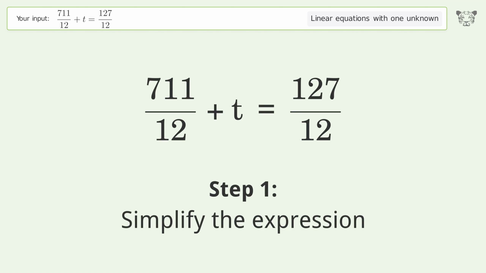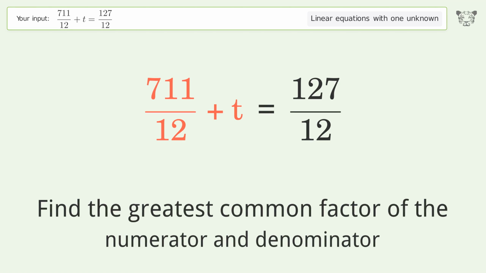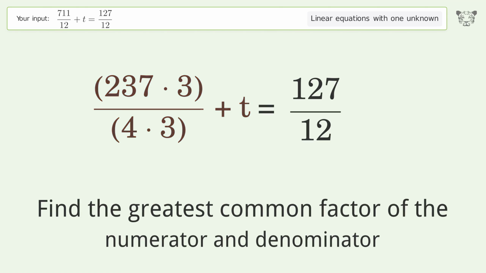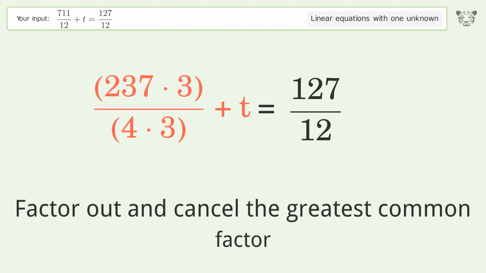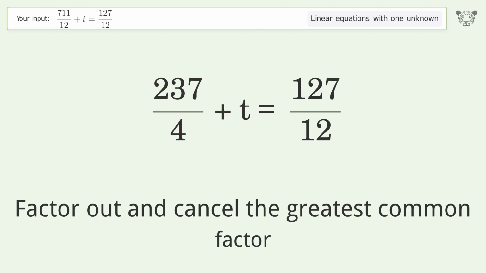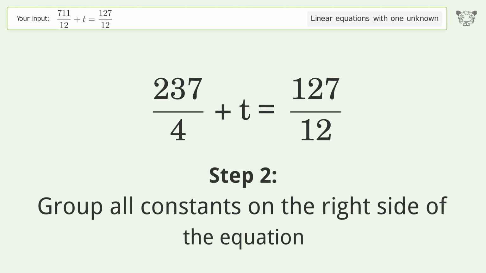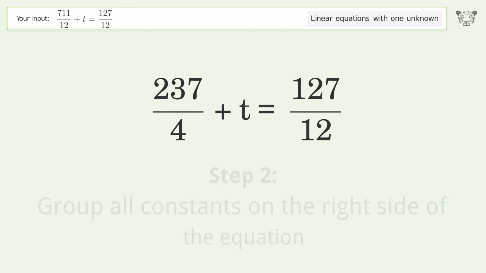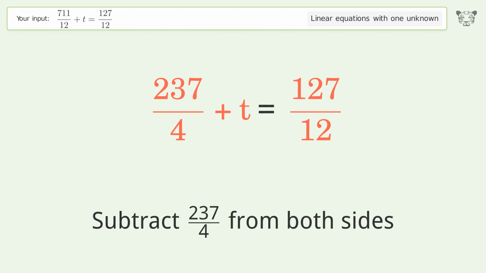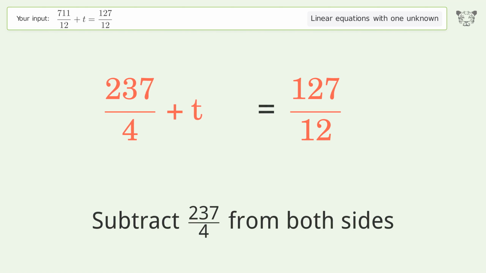Simplify the expression. Find the greatest common factor of the numerator and denominator. Factor out and cancel the greatest common factor. Group all constants on the right side of the equation. Subtract 237/4 from both sides.